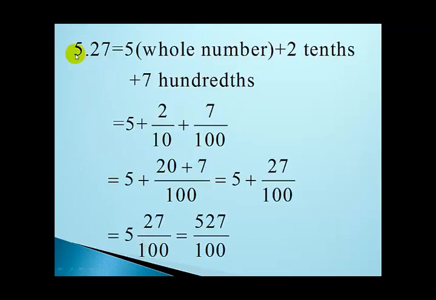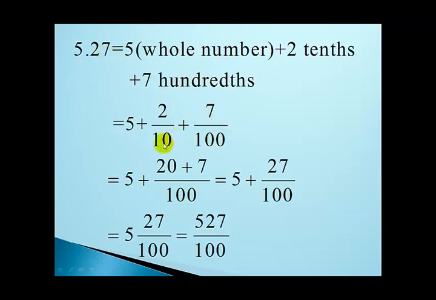Now, considering 5.27, the digit before the decimal point is 5, and that is the whole number. So 5.27 is equal to 5, that's the whole number, plus, because 2 is occupying the 10th position, 2 over 10. Then plus 7 over 100, because 7 is occupying the 100th position.